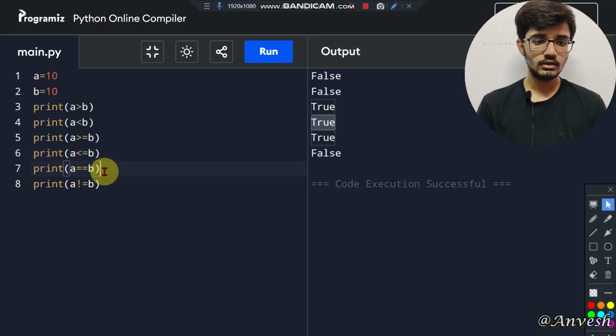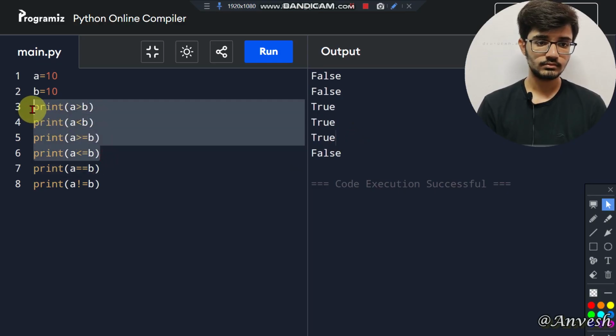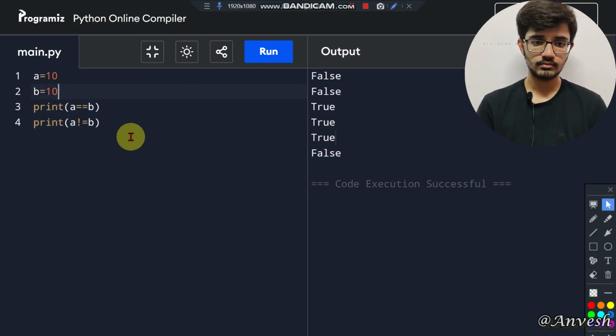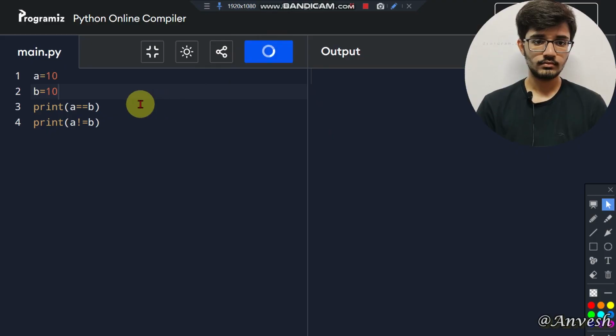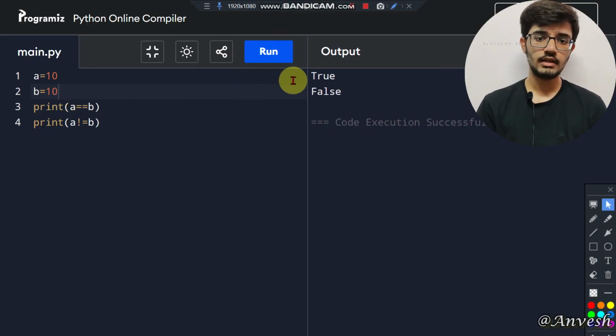So now what is A double equals to B, the equal to symbol? When we use double equals to, then it becomes the equal to symbol. So yes, 10 is equals to 10, so we got the output as true here. Yeah, 10 is equals to 10, that's why we got true here. And for not equals, 10 is equals to 10, so that's why we got false here.